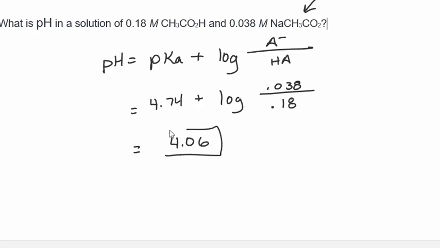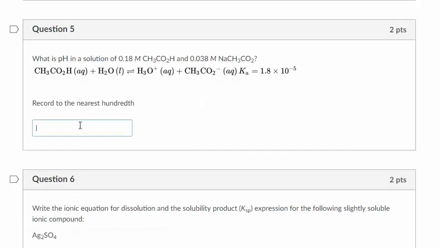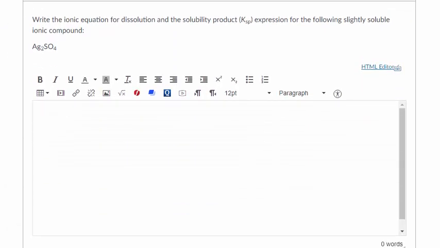Number 6, write the ionic equation for dissolution and the solubility product expression for the slightly soluble compound. Well, it might be easier if you start by copying and pasting that. And then make sure you put some phases in. Now, I don't expect you to know HTML or what the arrow code is, or to click the HTML editor. You can just show me a double-sided arrow. So you can do that with a less than, an equals, and then a greater than, or you can do that with a less than, a dash, and a greater than, but show me a double-sided arrow of some sort.